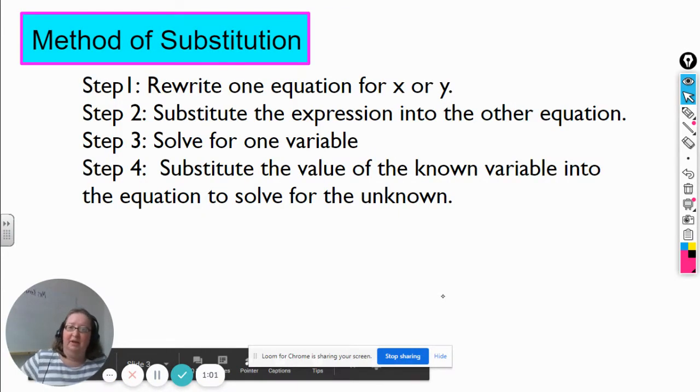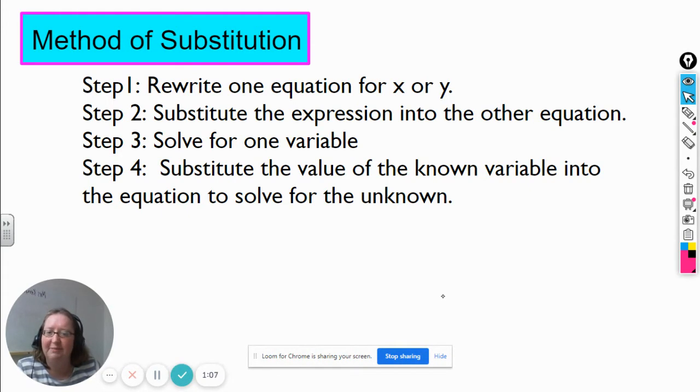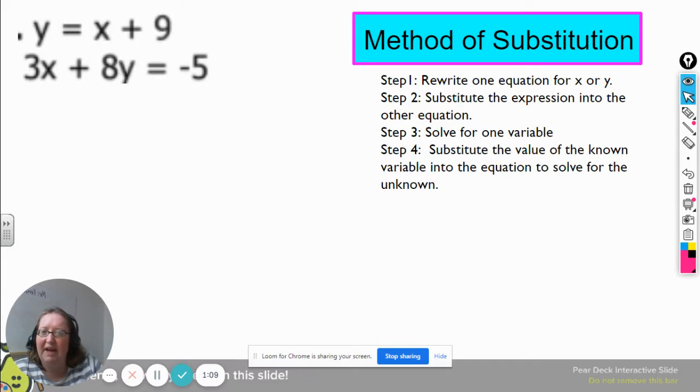This is a different method. It's called the substitution method. These are the steps. I'm going to skip to the next slide so you can actually see me put the steps into play. Okay, so here's our system, our two equations. First, we're going to rewrite one of the equations so that y is equal to or x is equal to, okay? Well, luckily for us, we already had one. We already had one that was y is equal to something.